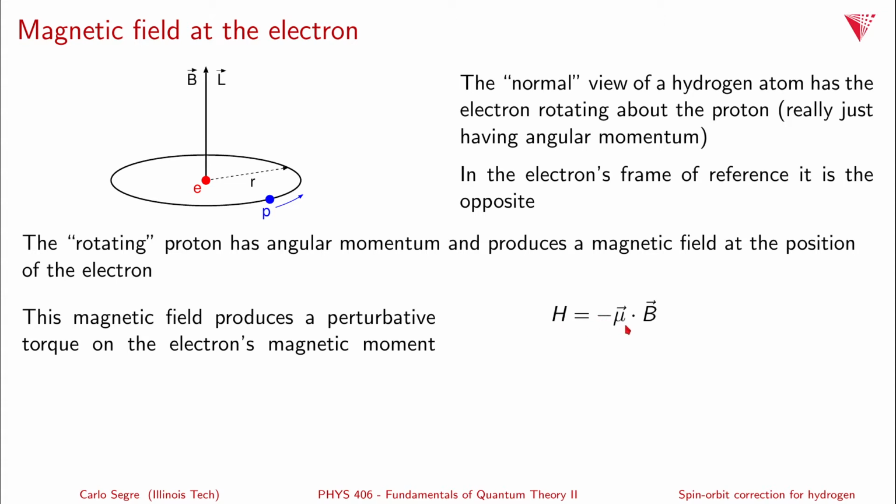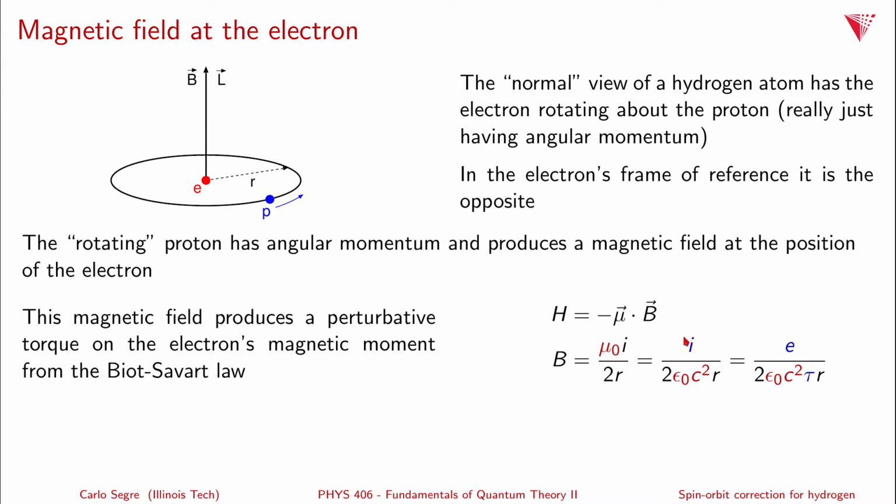The Hamiltonian for that is minus mu dot B, where mu is the magnetic moment of the electron, and B is the magnetic field that the electron perceives. We can calculate that field using the Biot-Savart law, which says that the magnetic field is just the current divided by 2r times the permeability of free space. That can be rewritten, as mu naught is 1 over epsilon naught c squared, so you can rewrite B as I over 2 epsilon naught c squared r.